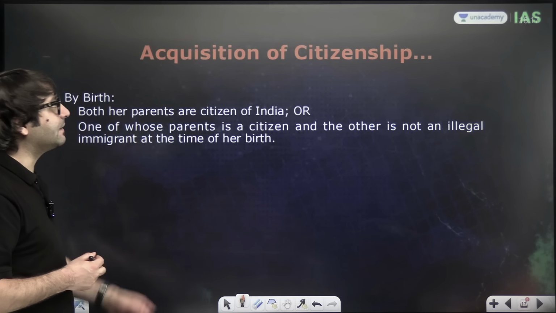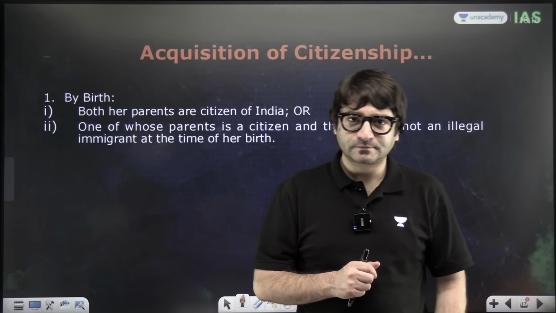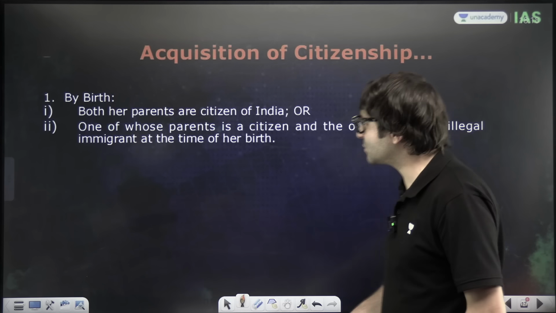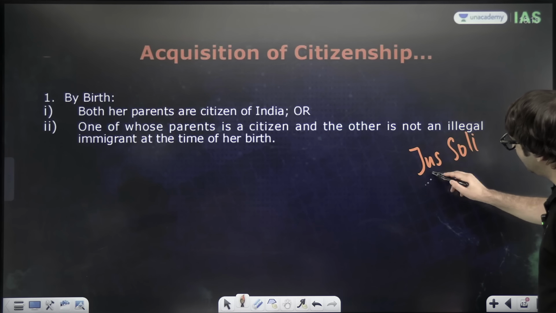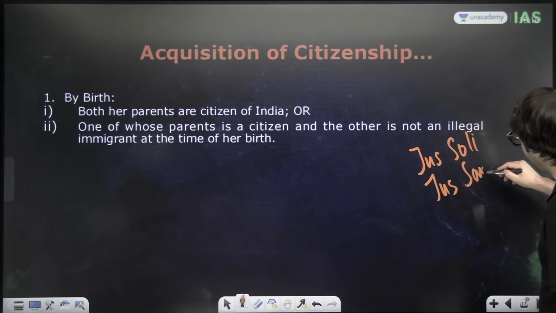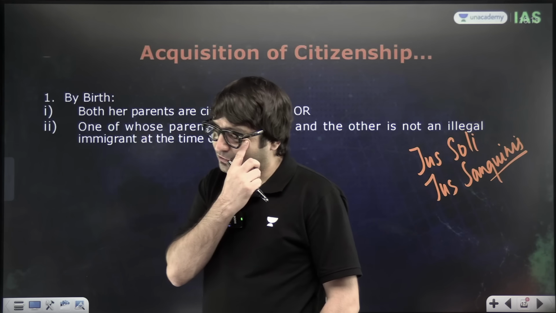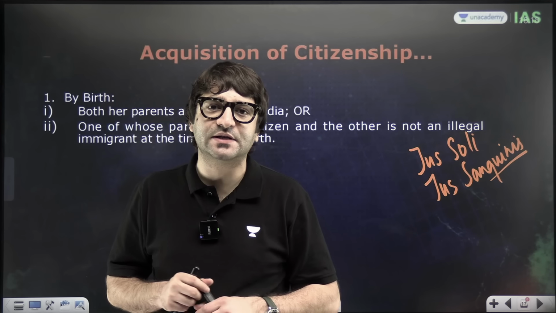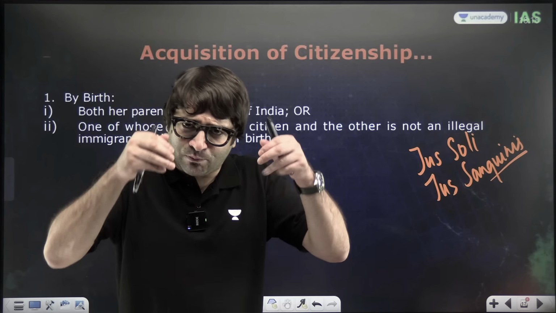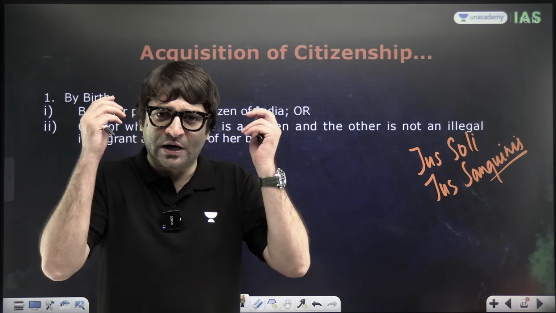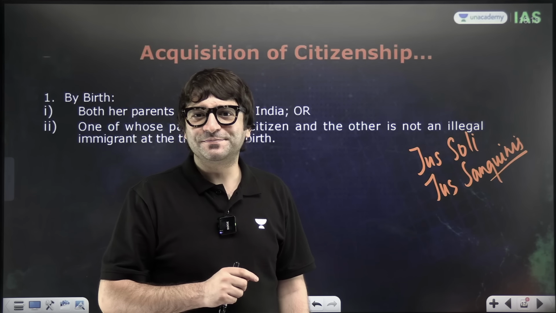Now, who can become the citizen of India? There are various ways. One is by birth. And this is where you need to understand 2 concepts. Jus soli, jus sanguinis. One is the law of the soil, the other is law of the blood. For example, jus soli is a concept that is followed in United States. If a person is born on the soil of United States, you are the citizen of United States, regardless of the nationality of your parents.